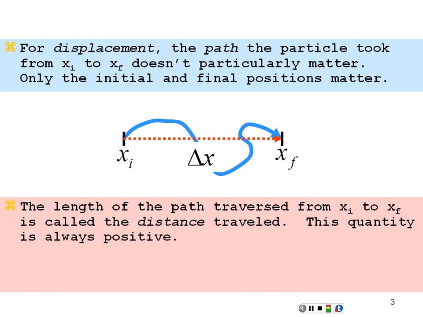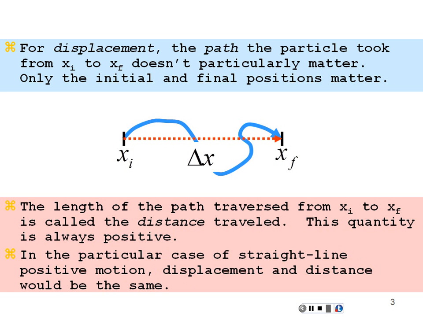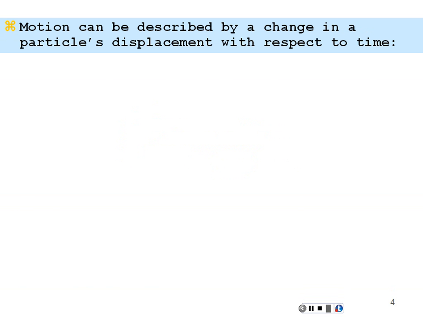So they are different. The only time that the two would actually be the same is if I traveled in a straight line in a positive direction. Then my distance traveled and my displacement would be exactly the same. And that happens quite a lot, so that's why we get the two confused. But in physics, they can be different. So in the particular case of straight line motion, distance and displacement would be the same.